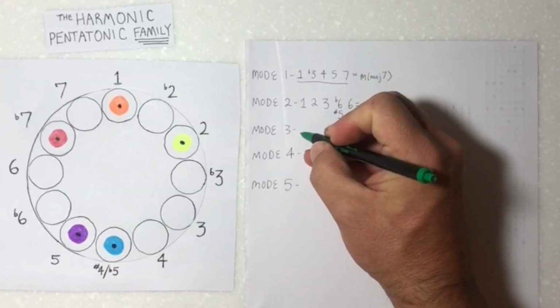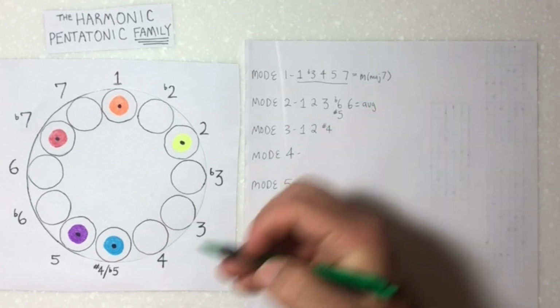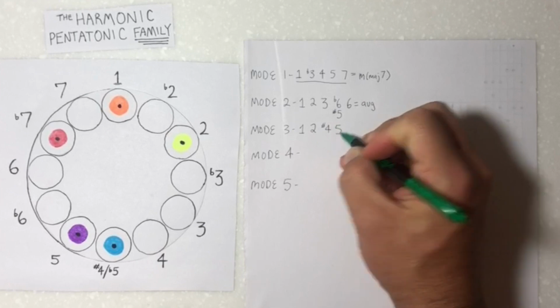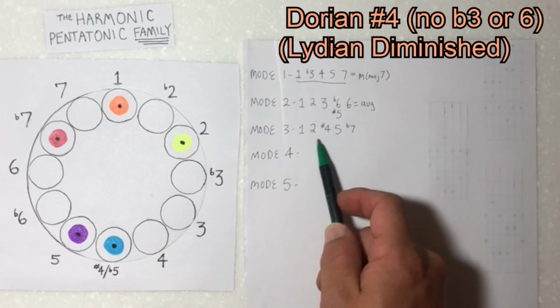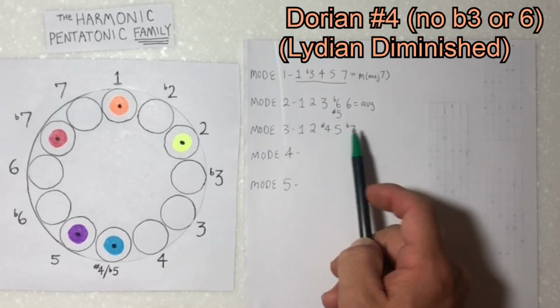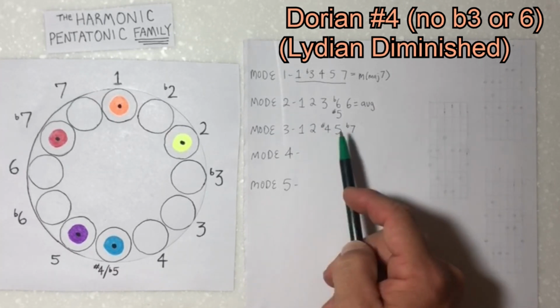Now this rotation gives us 1, 2, sharp 4. I chose that because I already have a 5 here. So sharp 4, 5, and flat 7. We have no thirds, so we can't really call it a major or minor tonality. We have a root, a fifth, a flat 7.